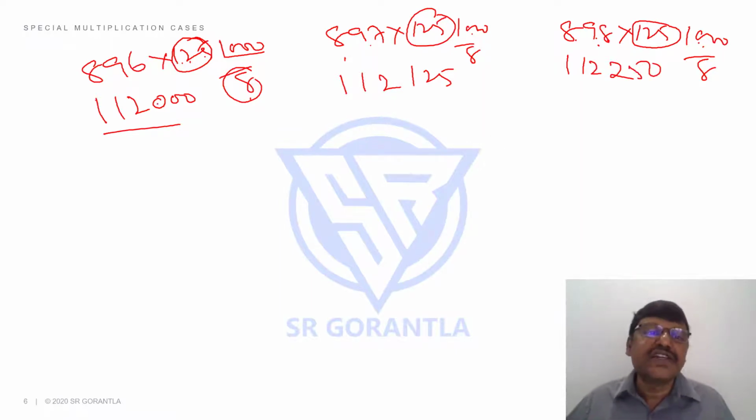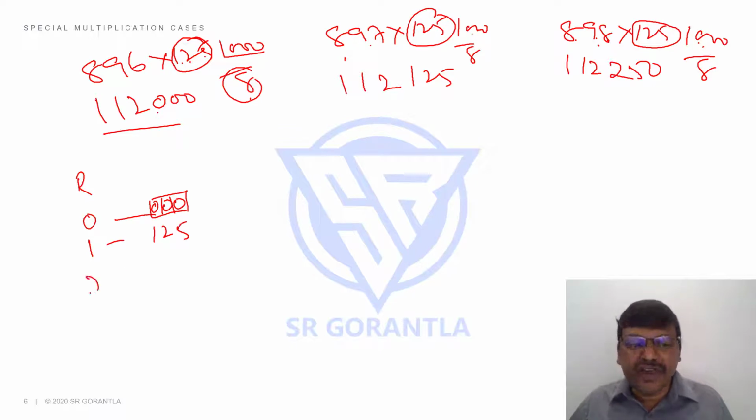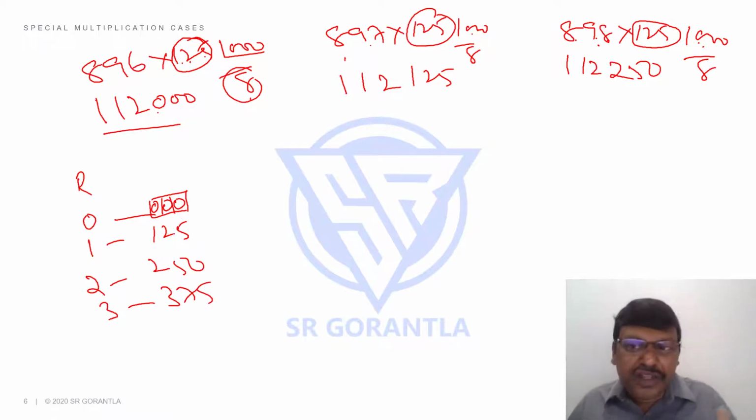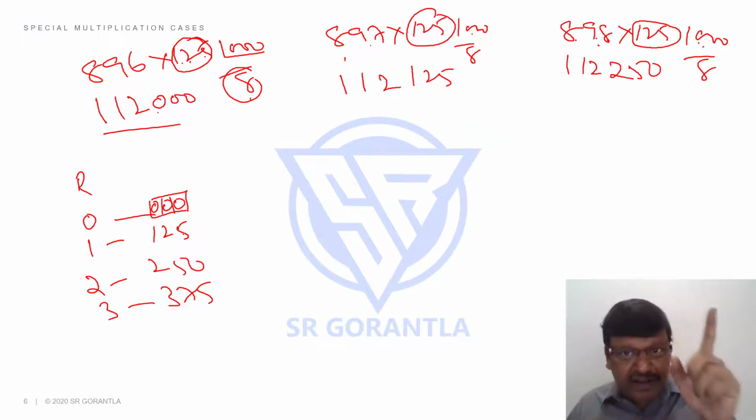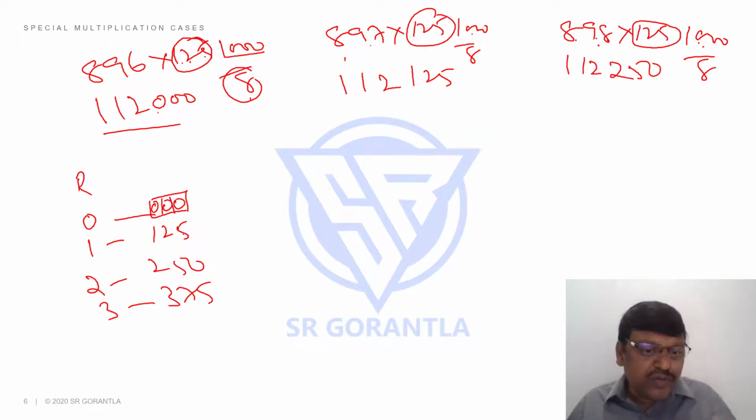In other words, students, if the remainder is 0, the last 3 digits will become 0, 0, 0. If the remainder is 1, you get 125. Remainder is 2, 250. Remainder is 3, 375. Students, you are not learning them new. You already learned fraction values 1 by 8, 2 by 8, 3 by 8 in the intro session I gave you. There I gave it in percentage, 37.5%. Now I am saying 375, right?